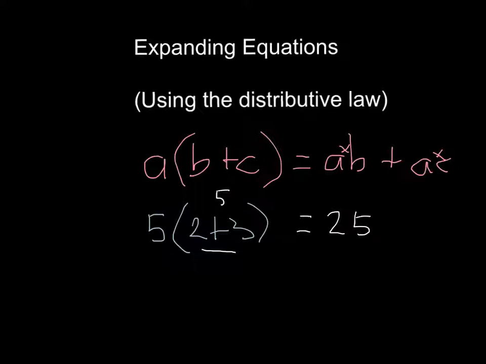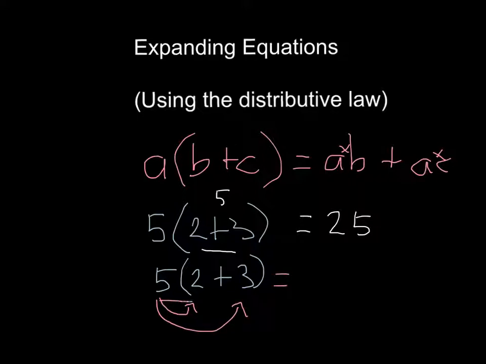What we can use using the distributive law, though, is knowing that we can also do this, and this will help us with algebra. 5 times the first term in the brackets and 5 times the second term will also give you the same answer. So 5 times 2 in this case is 10. 5 times 3 is 15. That also equals 25. So that is the distributive law working. And now we're going to show you with some algebraic equations.